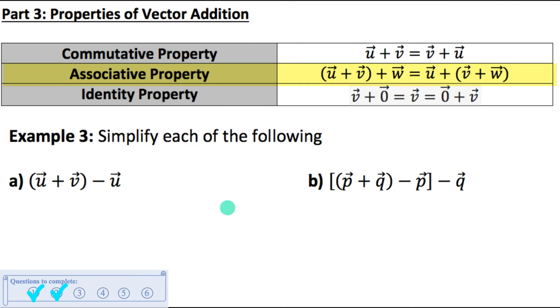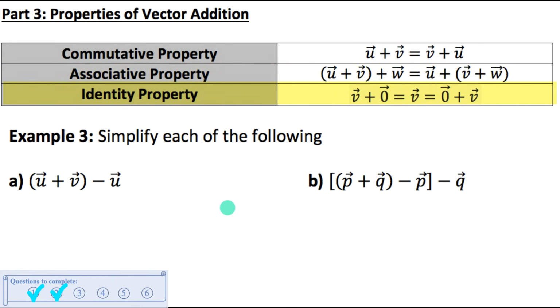The next property, the associative property. When you think of associative property, think of grouping of vectors. We can group them in different orders and we would still get the same answer. So you can see that demonstrated to the right here. Vector U plus vector V, if we group those together and find the resultant and then add vector W, we would get the same answer as if we first grouped vector V and vector W together and then added vector U.